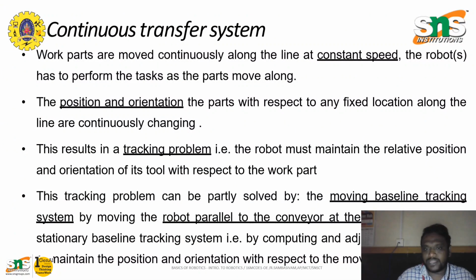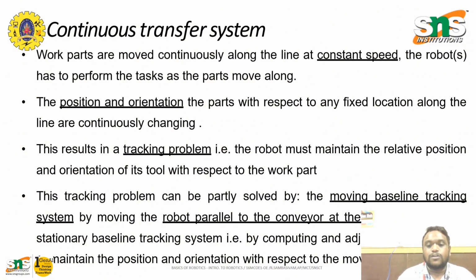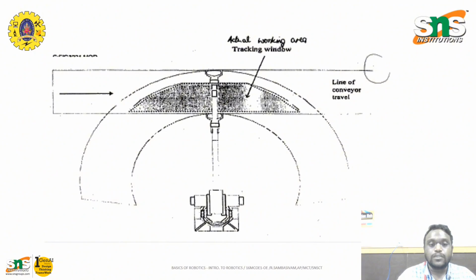In continuous transfer, the position and orientation with respect to any fixed location can be continuously changing, and especially there will be a tracking problem. The robot has to track the moving baseline and the pallet on the conveyor at the same speed, so the tracking system is the most difficult part when compared to the other ones.